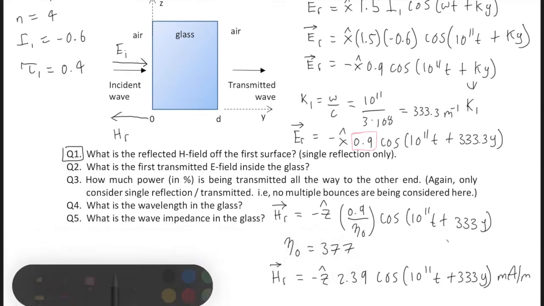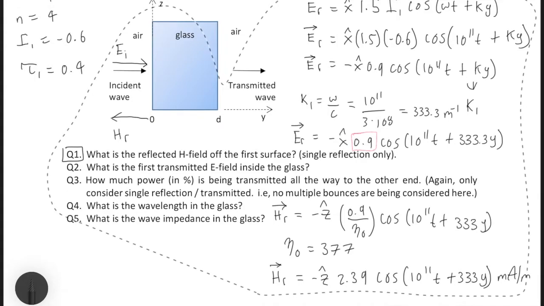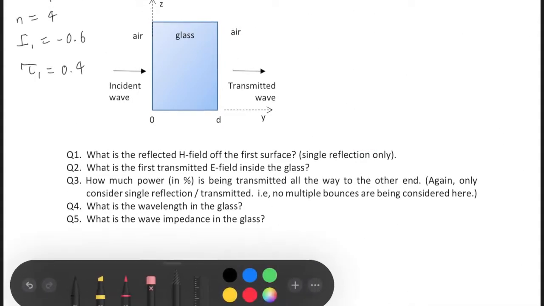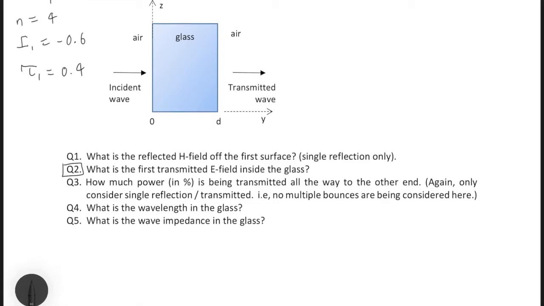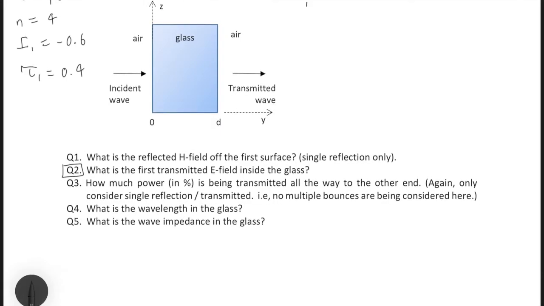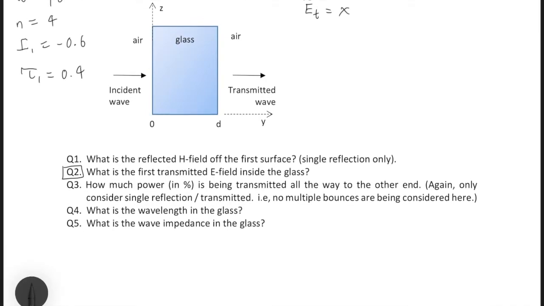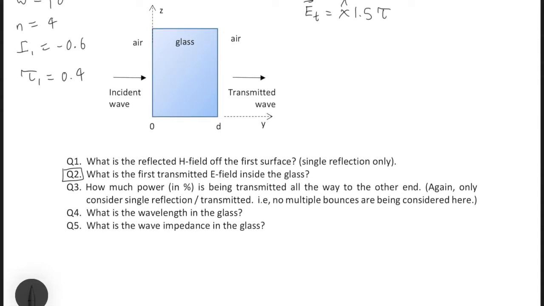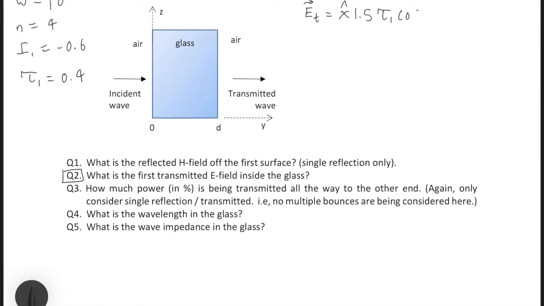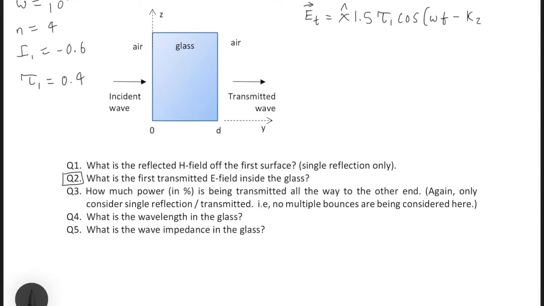For this next problem, we're going to be answering Q2. Let me just clear some space. And what Q2 is asking us is, what is the first transmitted field inside the glass? So our setup is going to be the electric field transmitted is equal to x hat 1.5 tau 1 cosine omega t minus k2 y.